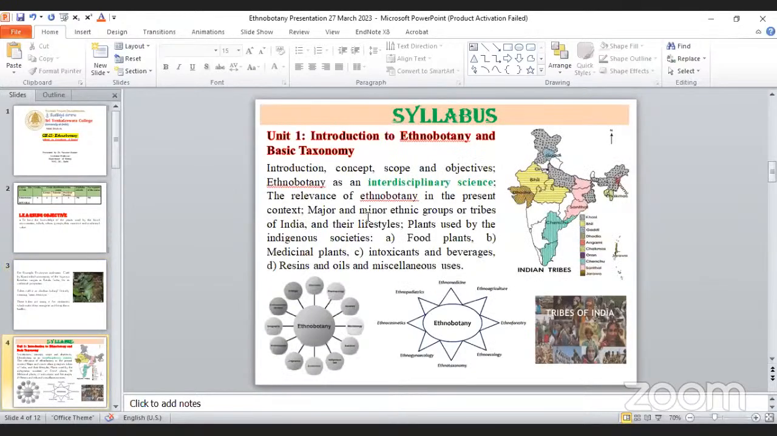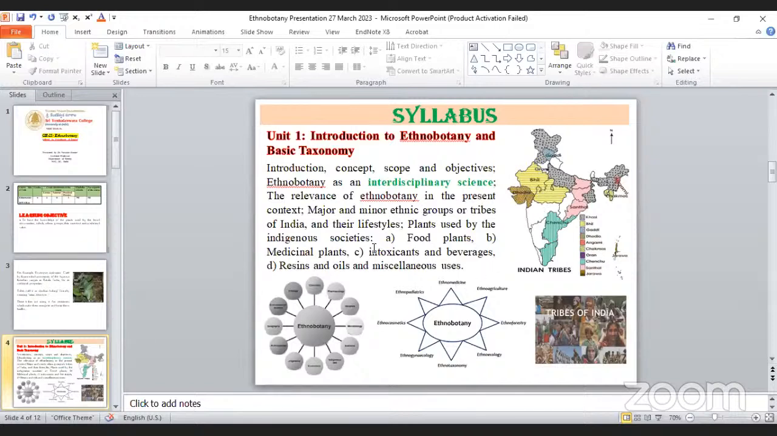This course is divided into 5 units. The first unit is about the introduction to ethnobotany and basic taxonomy, where we will talk about the various major and minor ethnic groups, the tribals present in India, and we will also discuss how it is an interdisciplinary science, how it is connected to chemistry, microbiology, genetics, and many more. So we will discuss various connections with the other sciences, and we will also talk about the tribal communities.